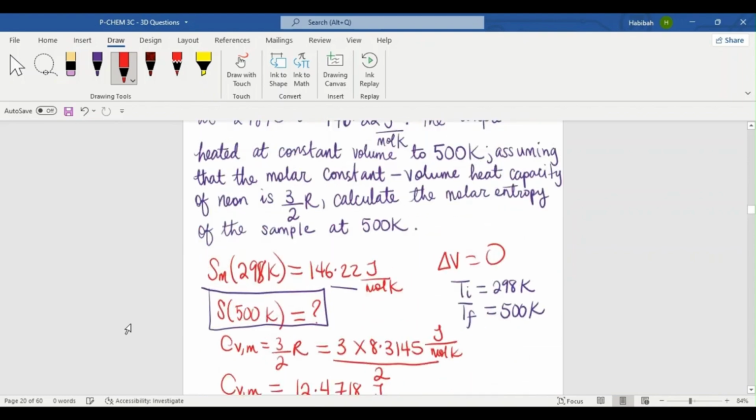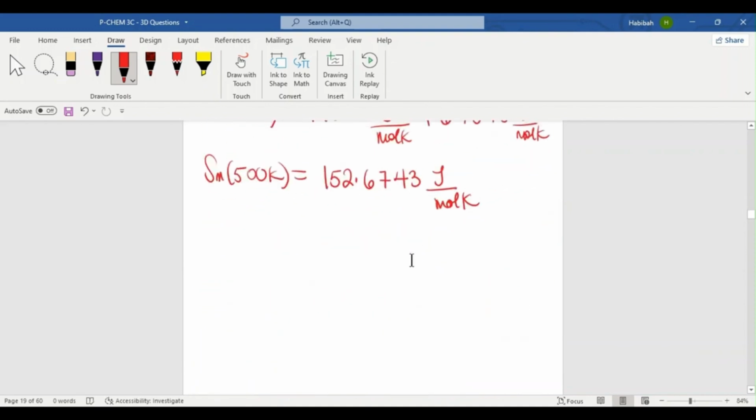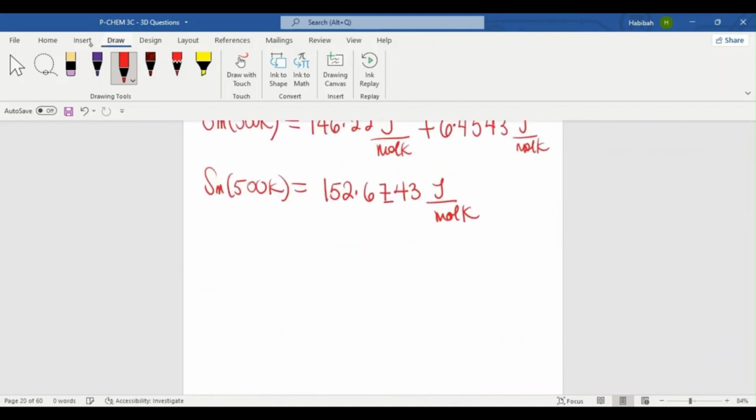Now, when we go back to the beginning of our question to know what we're working on, we see that the molar entropy at 298 Kelvin given to us was 146.22. This was in two decimal places. So we're just going to put our answer in two decimal places. So the molar entropy at 500 Kelvin is 152.67 joule per mole Kelvin.